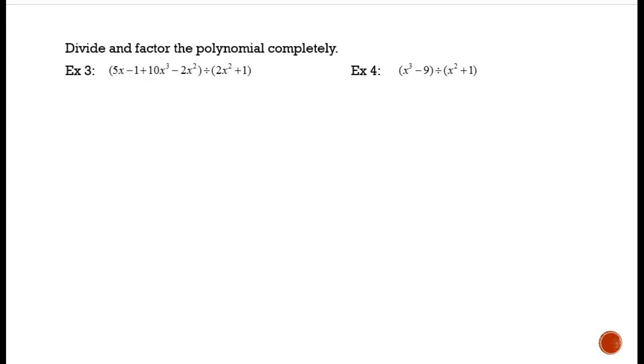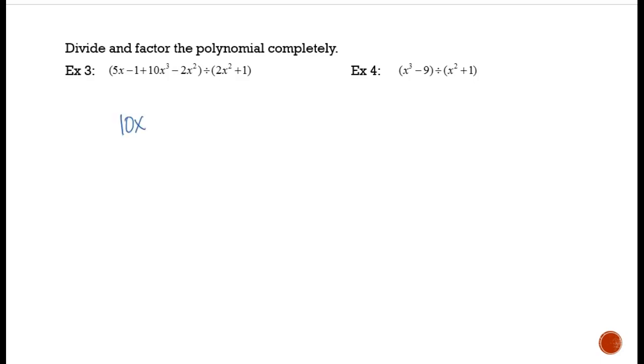Okay? So let's try another one. Now, before we dive into this, I want you to notice that the polynomial is not written in exponent order. It has to be in exponent order under the division bar for this to work. So when I rewrite this, I'm going to put it the highest exponents first.